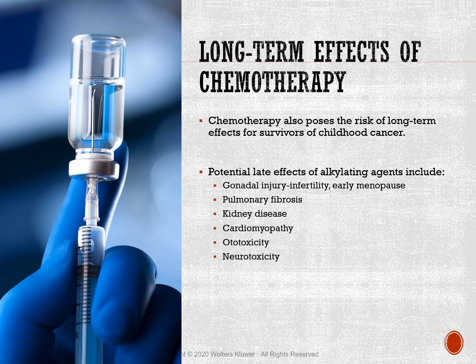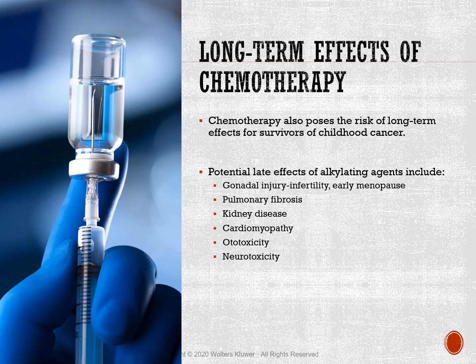We also see long-term effects of chemotherapy. So chemotherapy poses risk of long-term effects for survivors of childhood cancers. So some potential changes that we see, so things like what we call gonadal injuries, so things like infertility or early menopause, pulmonary fibrosis, so changes to the lung tissue. It becomes what we call fibrotic or kind of stiffened, in children who have been exposed to chemotherapy.